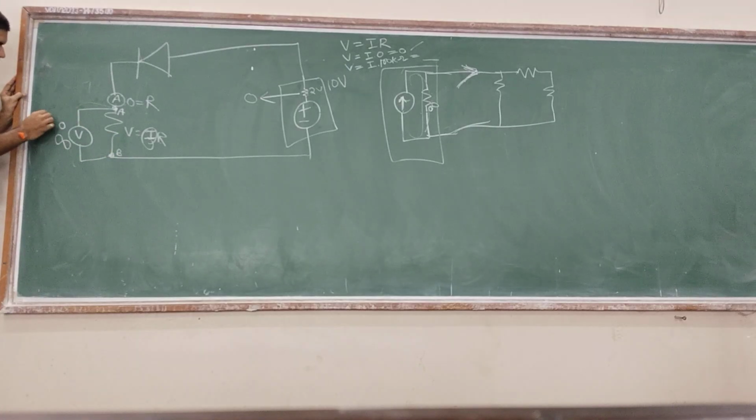Therefore, the resistance of the voltmeter should not be 0, but it should be infinite.